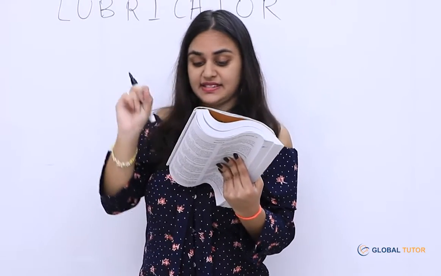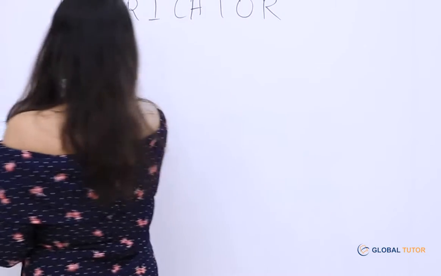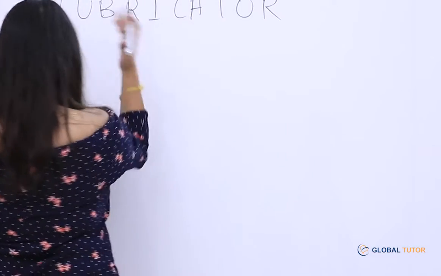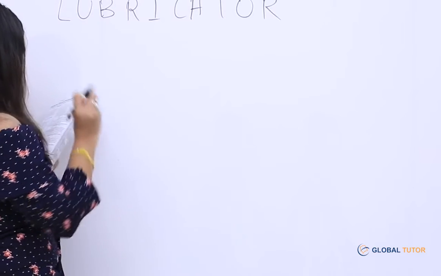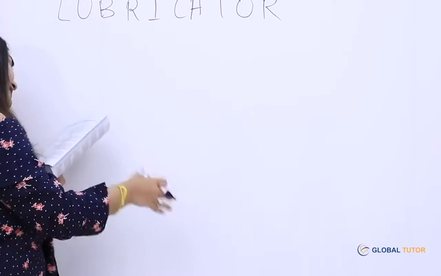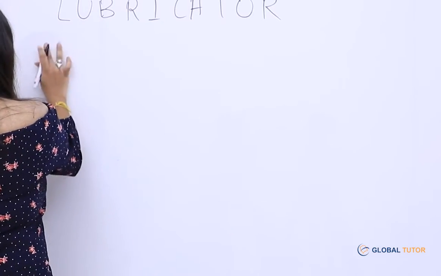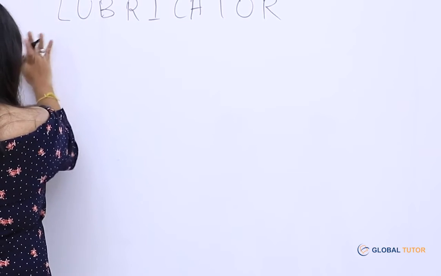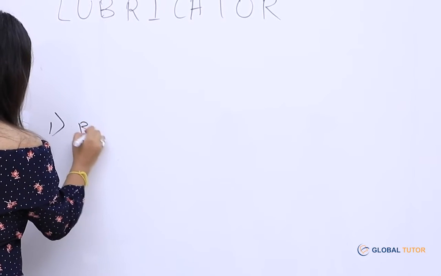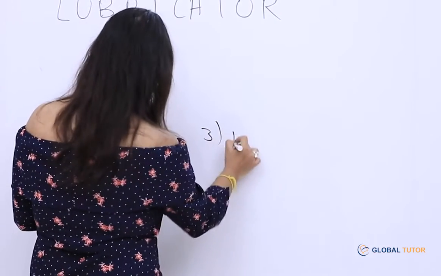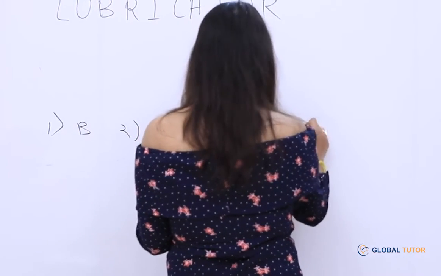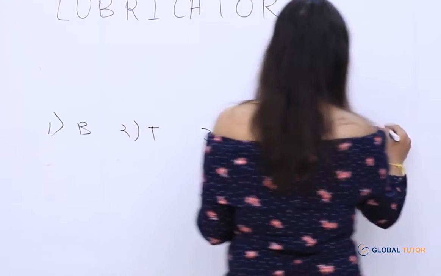The positions of the first and the sixth letters are interchanged. Similarly, the position of the second and the seventh letters are interchanged, and so on. Which letter will be second to the right of sixth letter from the right? Options are, I'll write them down here: B, T, A, O, and none of these.